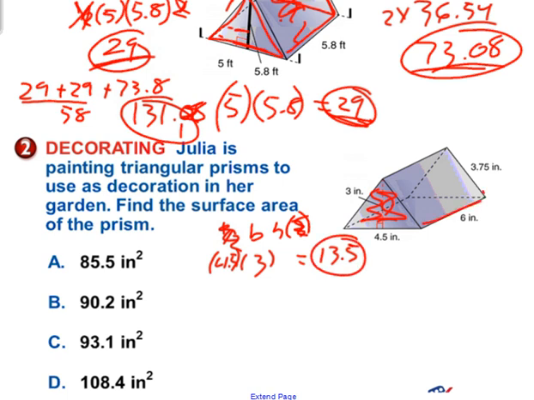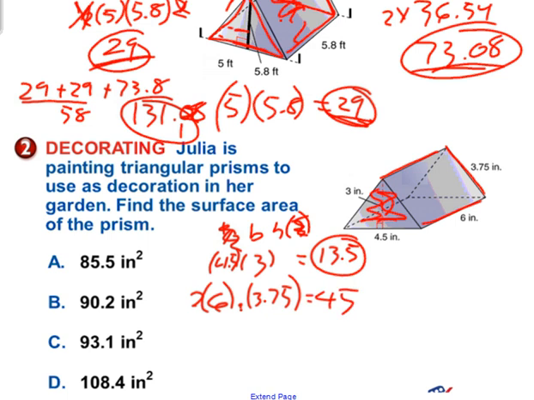I've got the 2 sides that make up the sides of the tent, and that is 6 times 3.75. And again, I've got 2 of those, a front and a back, or a left and a right. So let's go 6 times 3.75 is equal to 22.5, but I'm going to double it because there's a left and a right side. That gives me 45.